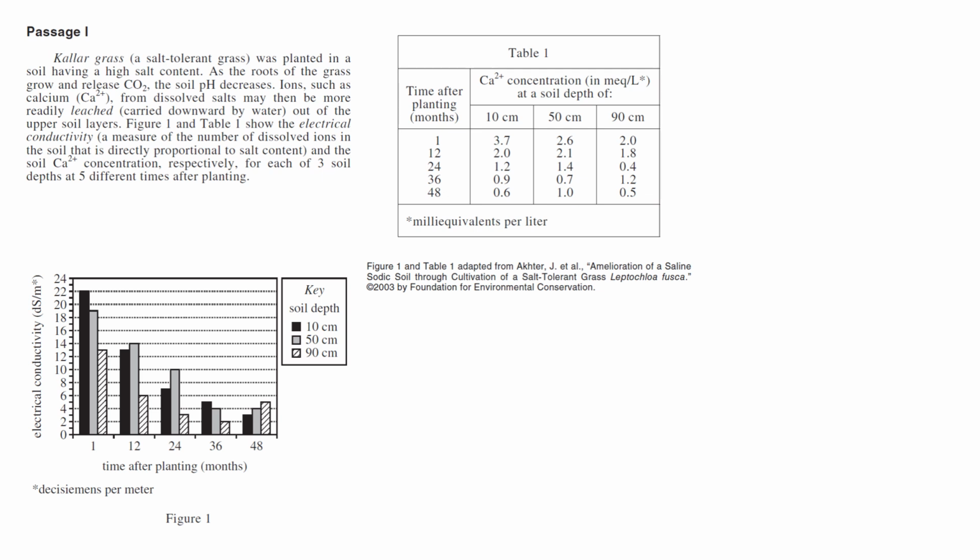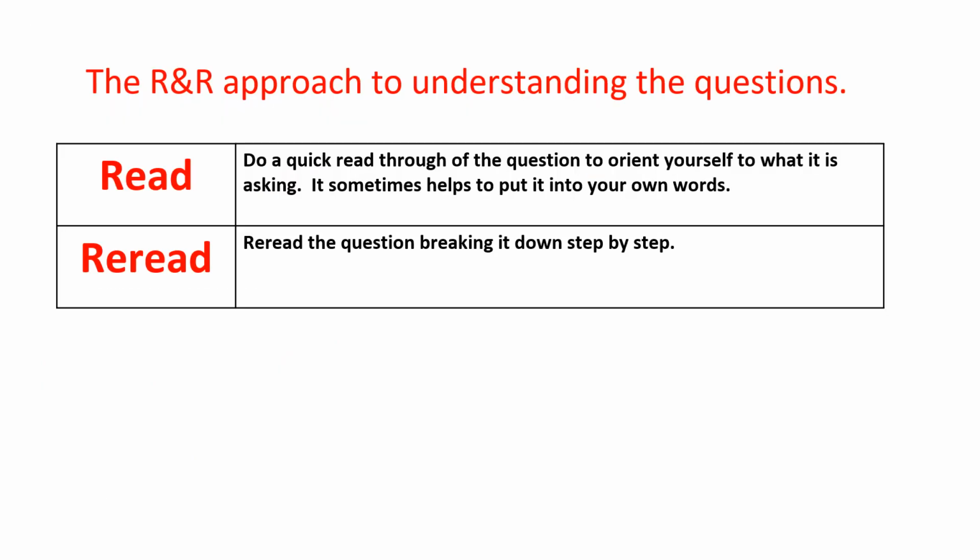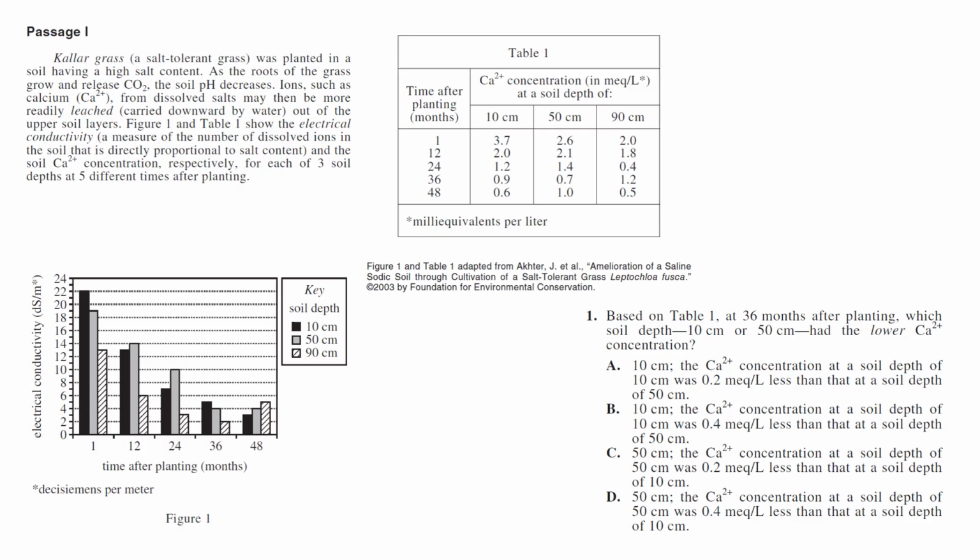So in this passage, it looks like we have electrical conductivity, time after planting, 3 soil depths, that's figure 1, and then table 1, time after planting, concentration, and depths again. That's it. I just want to know where to look. For the R&R approach, the first R is read. Do a quick read through to orient yourself to what it's asking, then reread the question, breaking it down step by step. We're going to do the reread together.